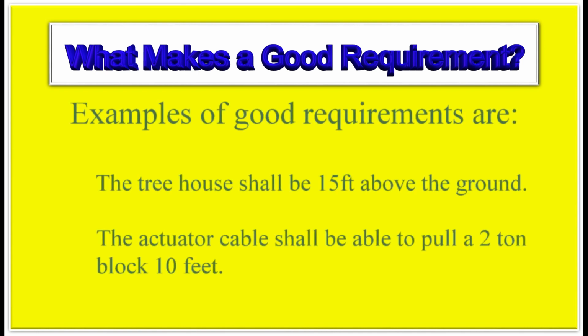So what would good requirements look like? A couple of examples. The treehouse shall be 15 feet above the ground. The actuator cable shall be able to pull a 2-ton block 10 feet. These are examples of good requirements. And obviously in your organization, you have a number of different requirements, but each of these requirements is measurable in some way. They're verifiable in some way.